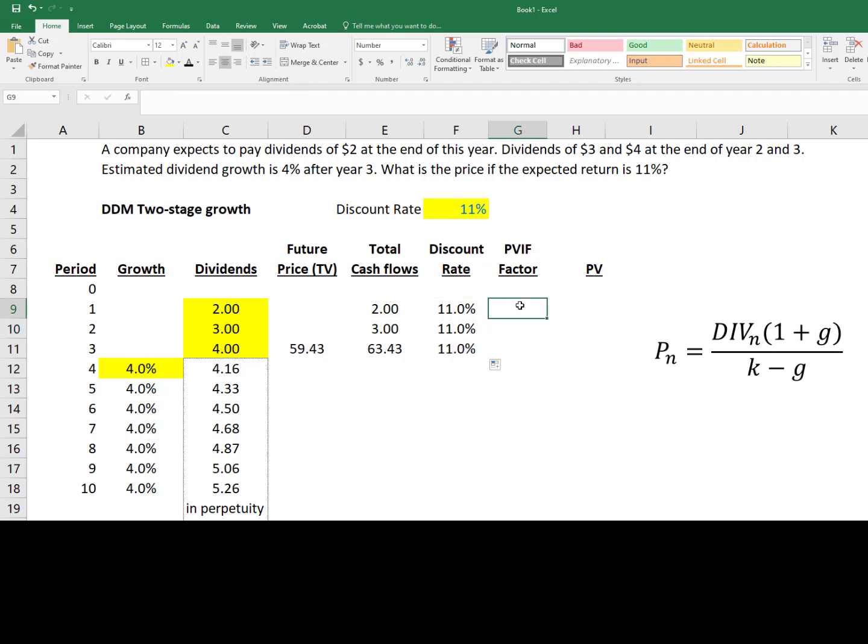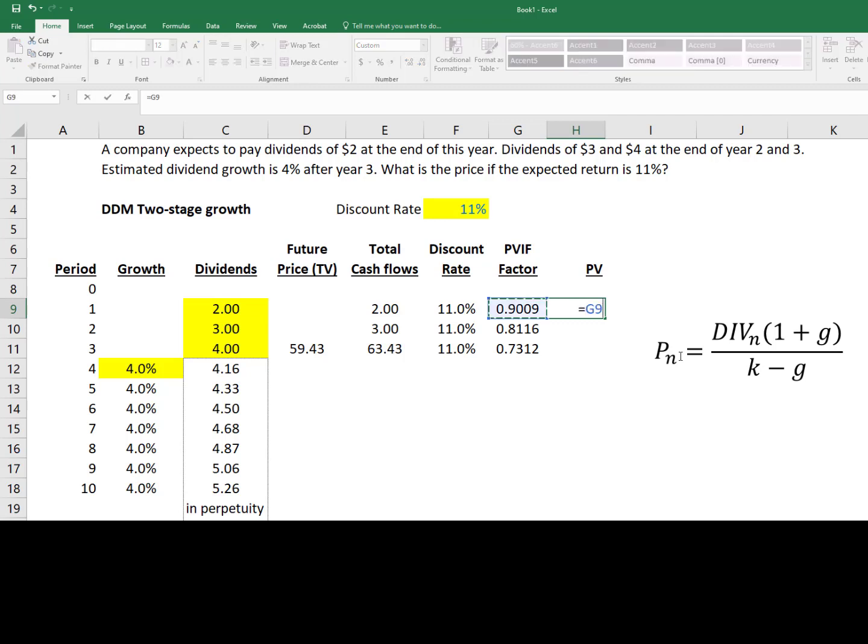What I like to do is show my present value interest factor separately from the calculation so that I can see if it's correct. So I'm going to put equals 1 divided by 1 plus the discount rate, which is just to the left, close brackets, raised to the power of the number of periods. Notice that I get a value of 90 cents, which means $1 received 1 year in the future, discounted at 11%, would be worth 90 cents today.